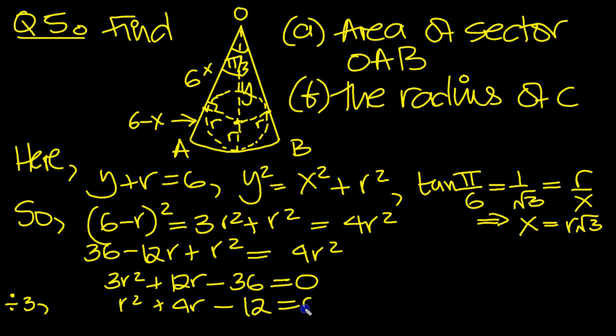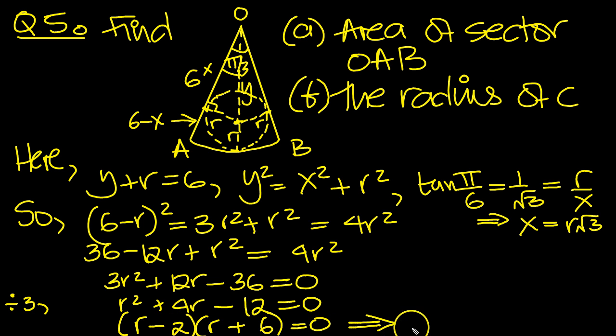And we can see when we look at this quadratic, we can factorize r and r, and it's 6 and 2, isn't it? With a plus 6 and a minus 2. And r is positive, so there's only this solution here. It tells us that r is equal to 2 centimeters.